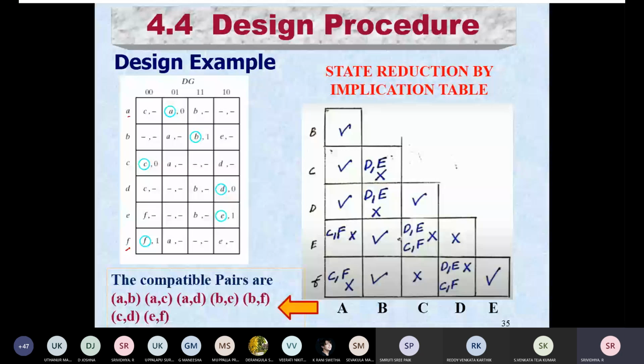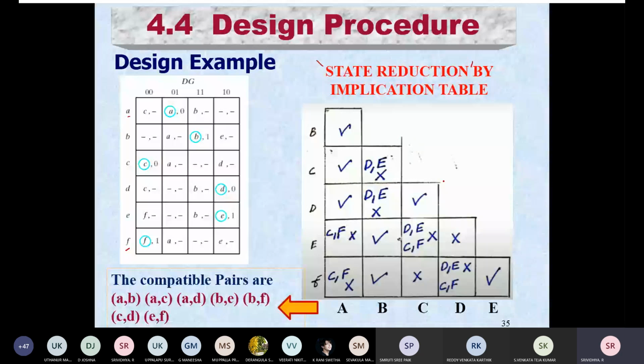You all may ask me why. Actually, this is a fixed format given for your implication table. When the topic of state reduction comes, there are two or more ways. One hot method and the row elimination method are there, but the most conveniently used method is your implication table. So we will go with that. Those two methods I will teach you all separately, not in this design problem. Fine. So now this is the structure of your implication table.